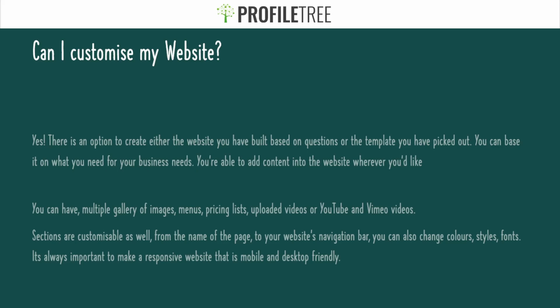Now, you can have multiple galleries of images, menus, pricing lists. You can even upload videos, or if you want, add YouTube video links or Vimeo video links. So these are all mainly to do with URLs.